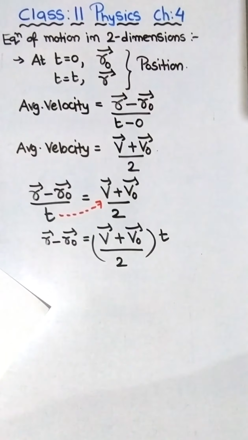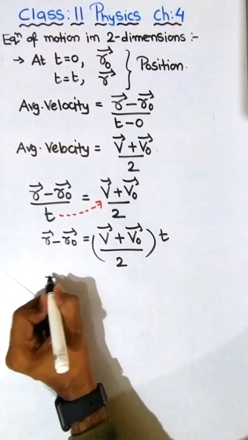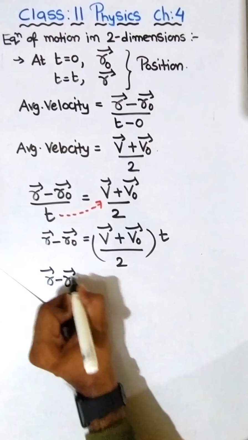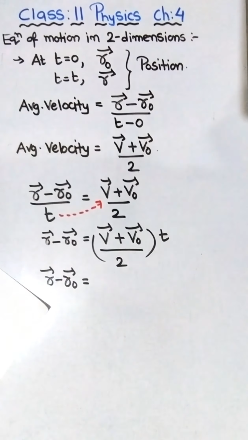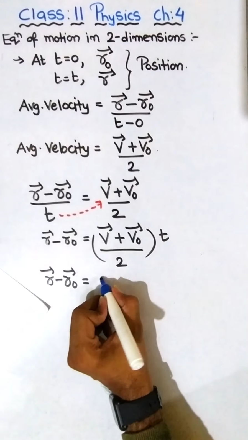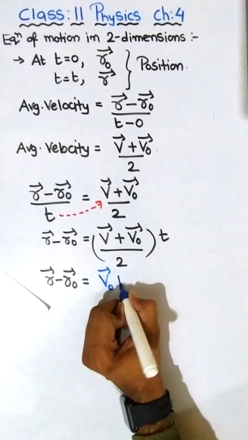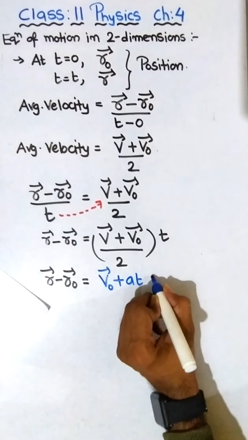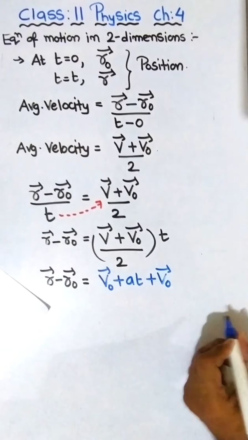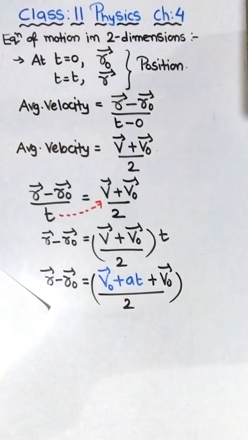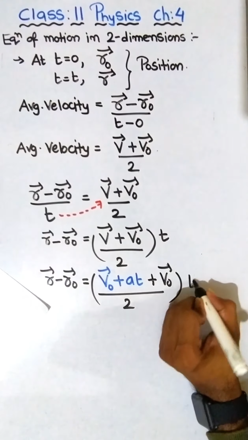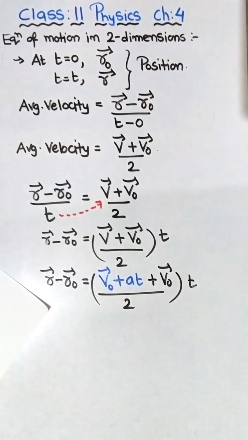Now quite a few replacements that we are going to have in this equation. So here it will be r minus r0. Now what we will do, we will replace the value of v from the first equation. And what was v? v was nothing but v0 plus at, and the v0 terms that we are repeating will be written like this. And also what we can do is to add the v0 and v0.